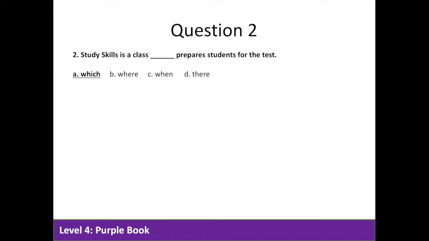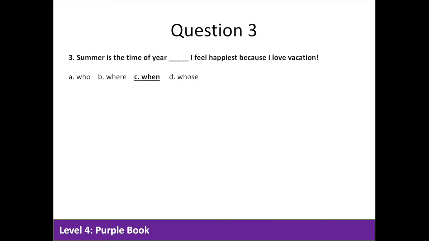Question 2. Study skills as a class blank prepares students for the test. A class, well, that's a thing, so we can use A, which. Question 3. Summer is the time of year blank I feel happiest because I love vacation. Again, here we have a big clue. Summer is the time. We use the relative pronoun when to talk about time, so C is your answer.